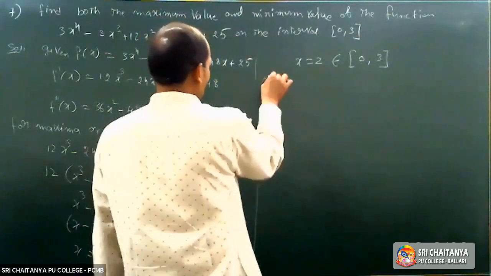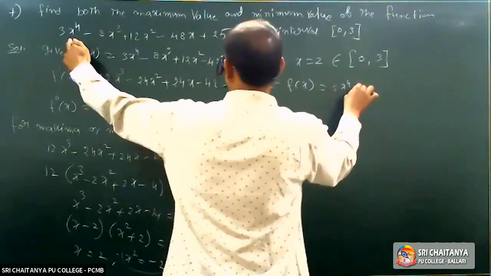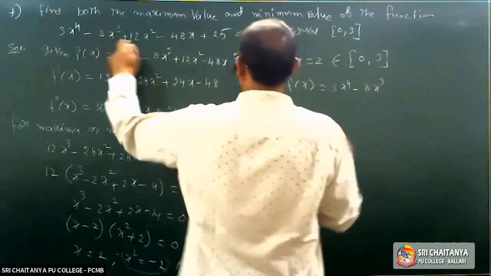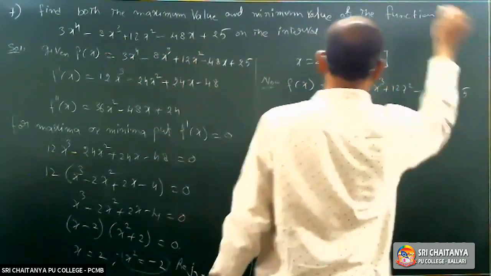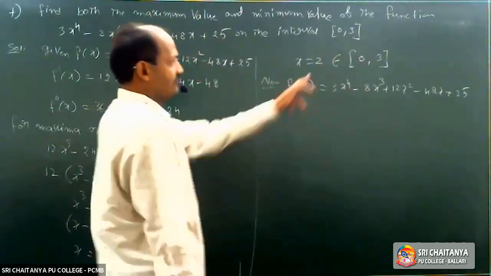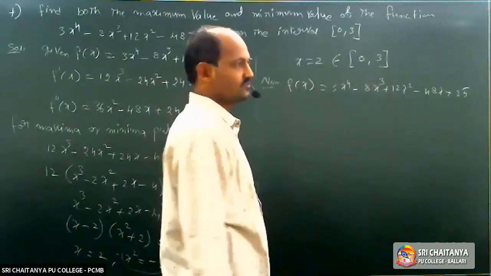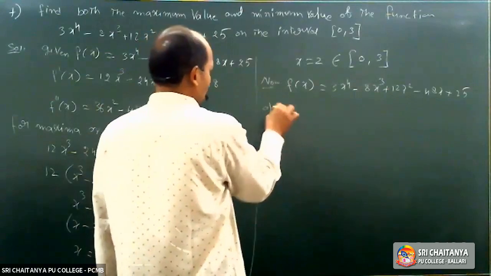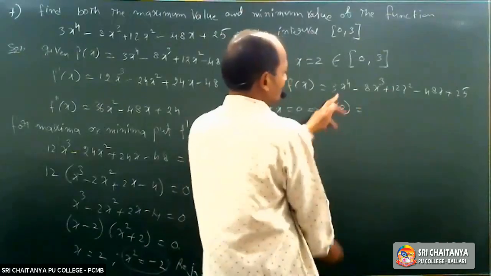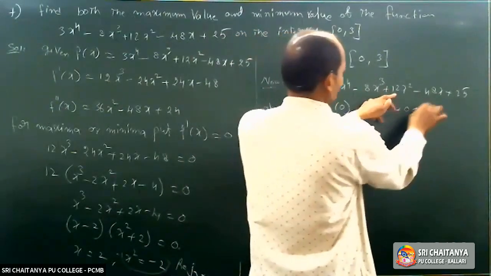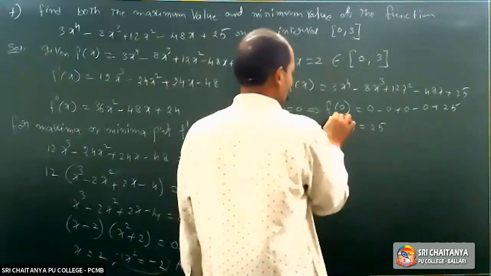So now given function f of x is equal to 3x power 4, minus 8x cube plus 12x square, minus 48x plus 25. So now we have to find f of 2, f of 0 and f of 3. So at x equal to 0, f of 0 value is 0, 0, 0 plus 25. We get f of 0 is equal to 25.